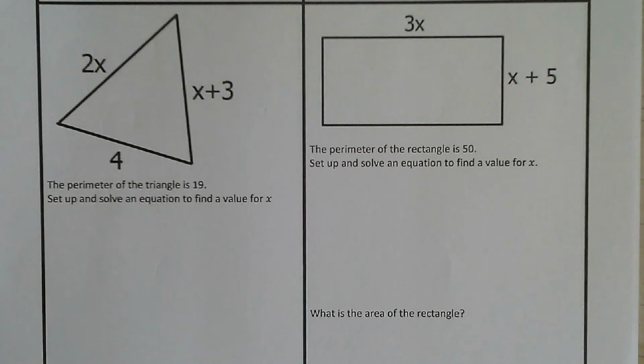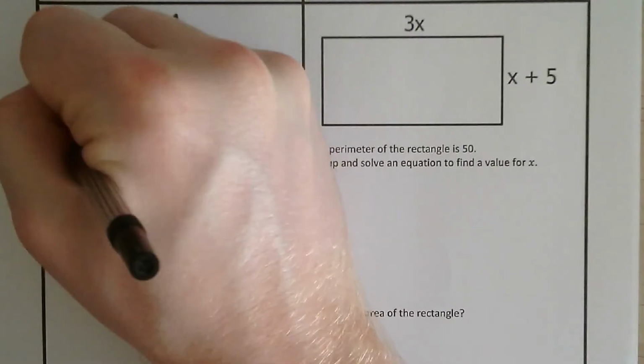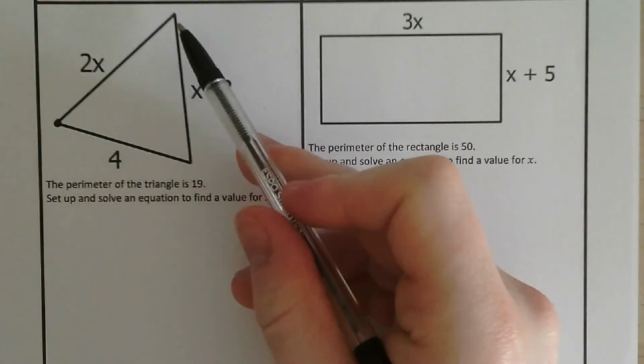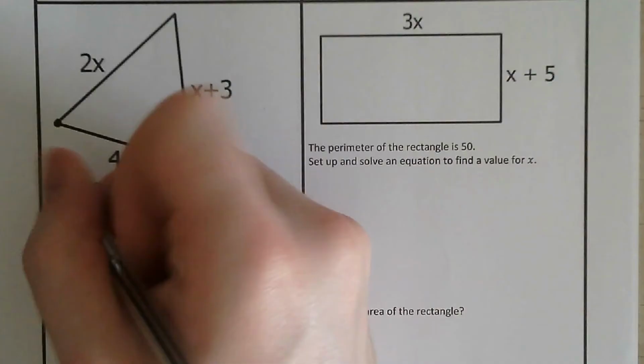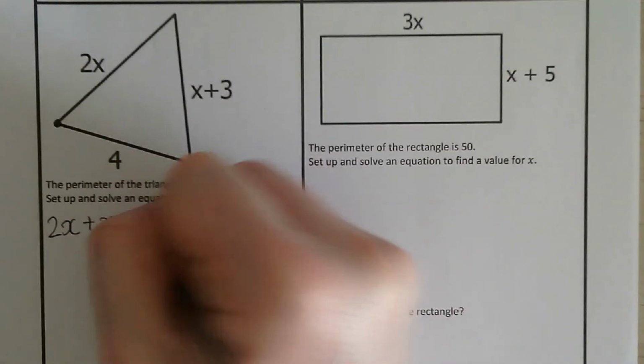Our next example is similar, but the equation will just be a tiny bit harder. We start in one corner and write down all of the side lengths added up. So 2x, add x, add 3, add 4.